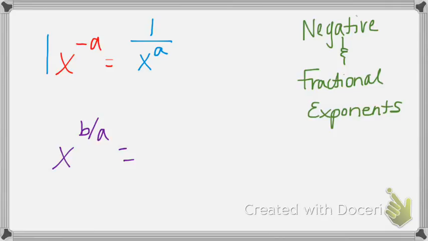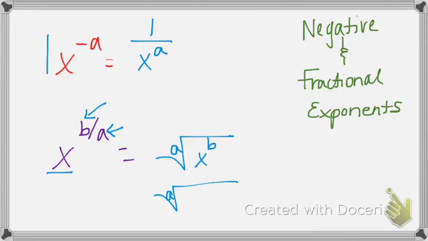If you have a fractional power or a rational power, the bottom of it, the a, is the part that goes in the root. The top part is the power that it's raised to. So x will go inside the square root, inside of the radical, and b will be the power. Now, you could write that also as the a-th root of x, and then raised to the b. That is another way that you could rewrite that.